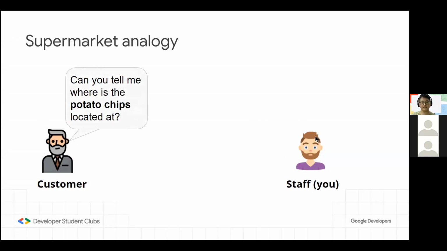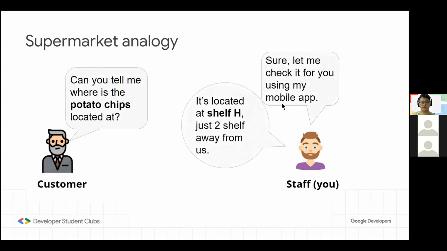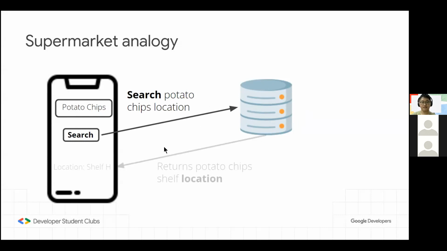As a staff member, you have the mobile app from the supermarket, and you are able to check the potato chips location just by using the mobile app. It's at shelf H. So how does the mobile app work behind the scenes? You go inside the mobile phone and search potato chips. When you click search, it looks up the potato chip location from a database that contains all the locations of the items, and the database returns the location, which is shelf H. This is how you relate a database with an application.